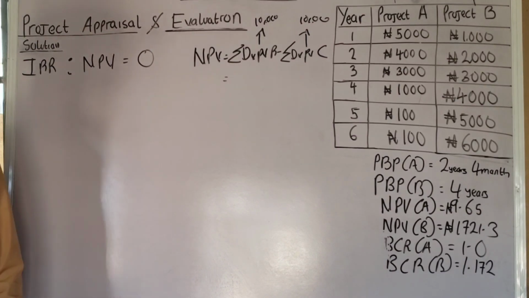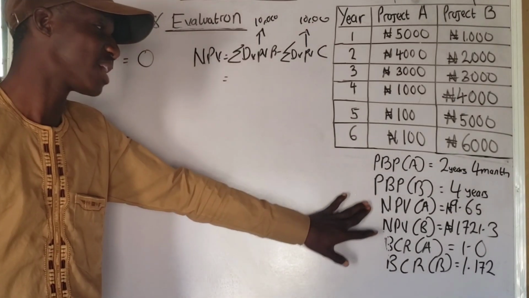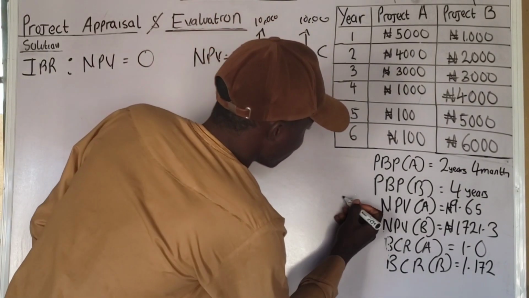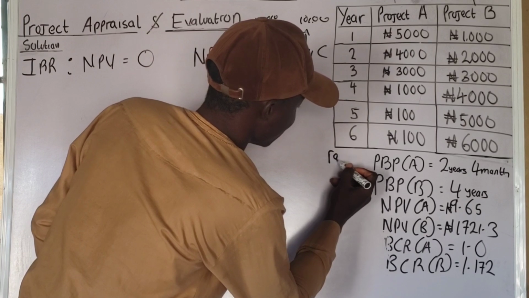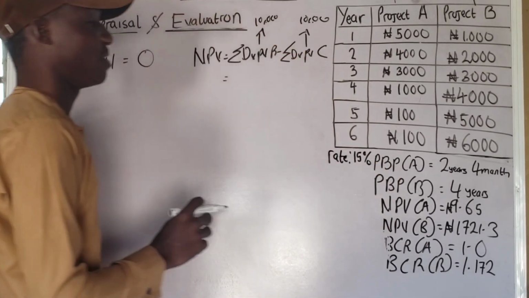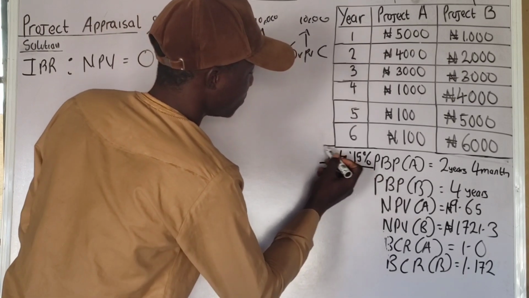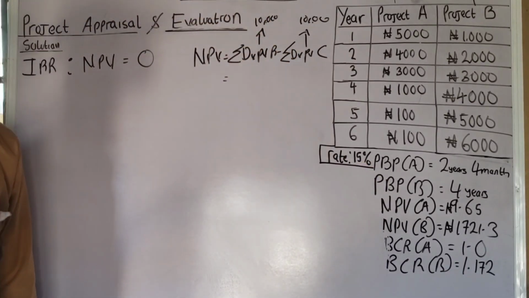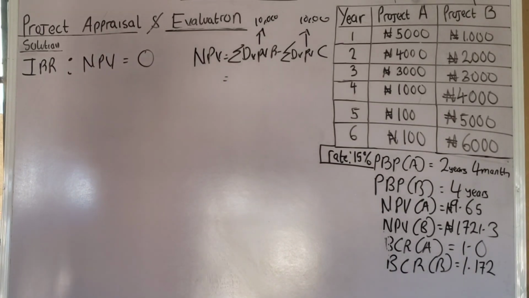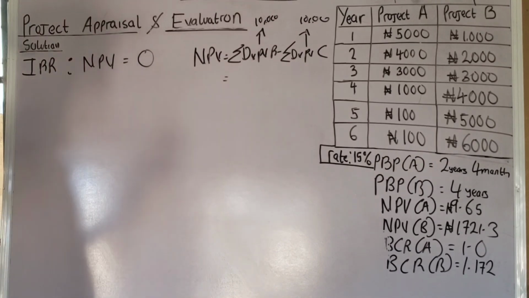Are you paying attention? So we have gotten the first rate. The first rate is what? 15%. The first discount rate, 15%. You understand? This is the first rate that we use. Now we have to determine another rate, another discount rate that will make our calculation negative.